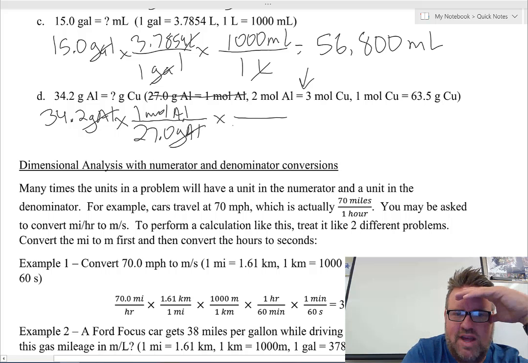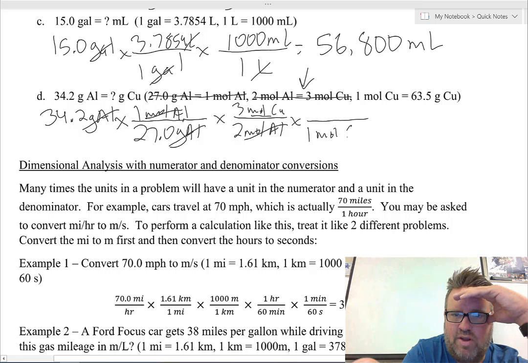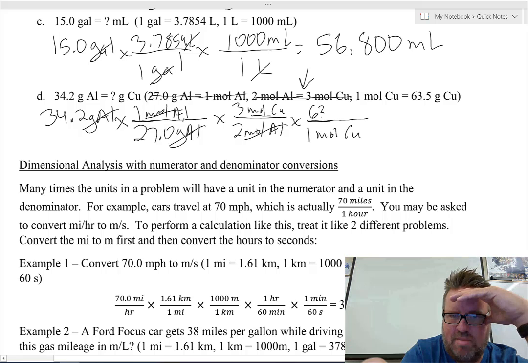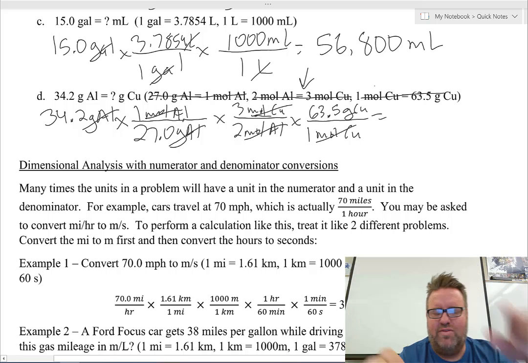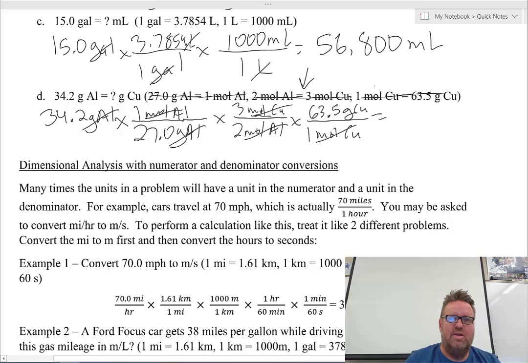So here's our next step. 2 moles of aluminum equals 3 moles of copper. And now moles of aluminum have canceled. And now we have moles of copper. And then our last step is we have to get rid of moles of copper. So 1 mole of copper has a mass of 63.5 grams. Moles of copper cancel. And now we've just got grams of copper.